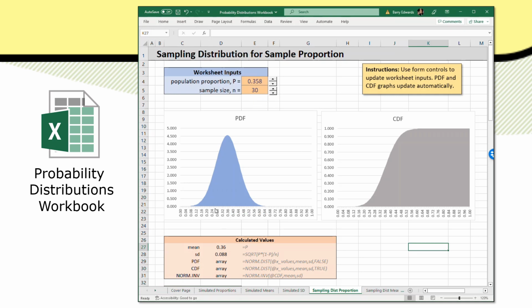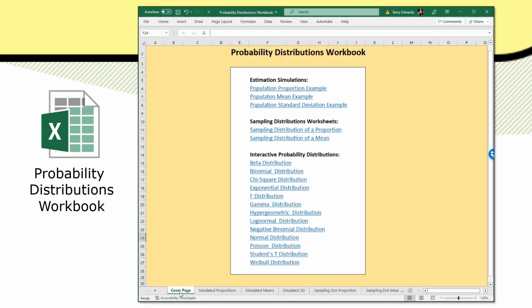If you lower the sample size, it's going to widen the distribution and lower the peak. And if you enlarge the sample size, you'll get a sharper estimate with a higher peak and less spread out estimated values. And then you have a section of multiple worksheets of interactive probability distribution.